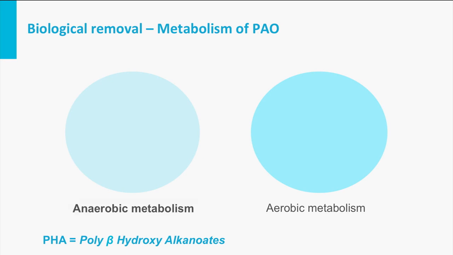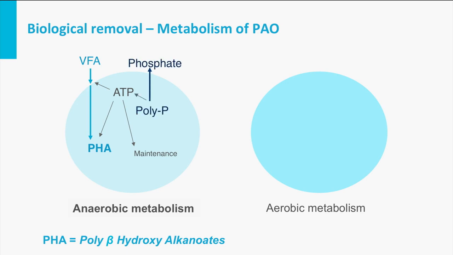Under anaerobic conditions, the organisms can consume influent volatile fatty acids, storing them as poly-beta-hydroxyalkanoate, or PHA. Energy required for the transport of VFA through the cell membrane, for conversion into PHA and for cell maintenance is provided by the hydrolysis of the internally stored poly-P. Consequently, orthophosphate is released into the bulk liquid, leading to an increase of its dissolved phosphate concentration.